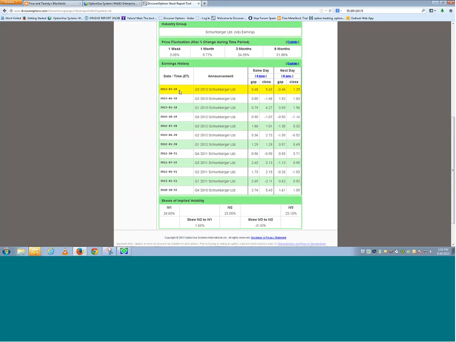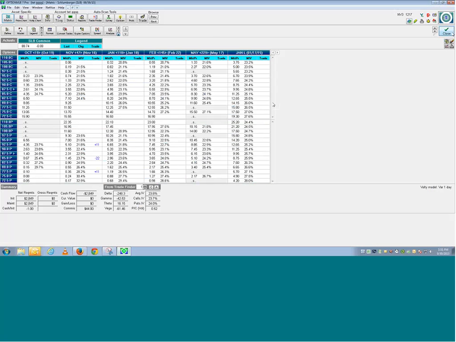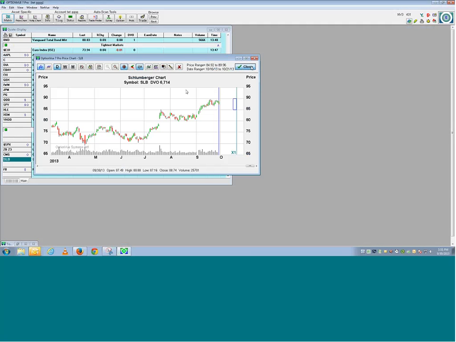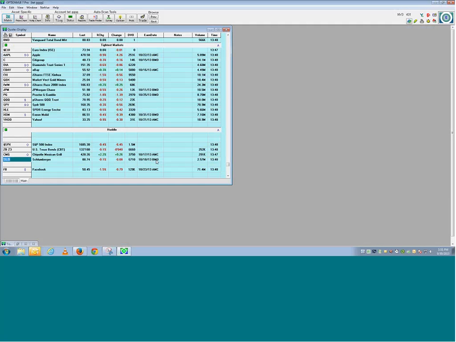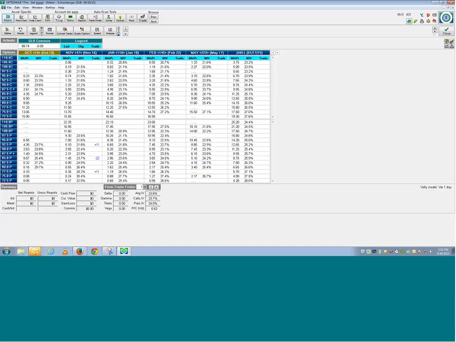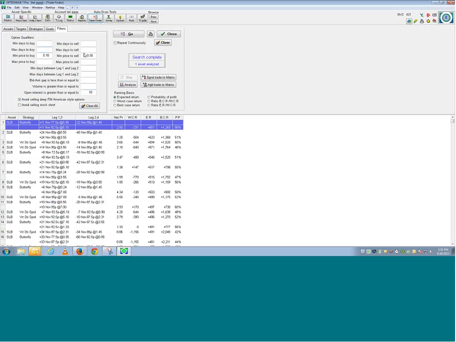Well, 4, 5, 6, 7, 8, 9, 10, 10/19 or so. It's not showing up here. If we were to come back here, SLB 10/18 before the market open. So 10/18, yep, that's coming out with earnings, and this butterfly will include earnings. Now, we could go ahead and try and filter this out at 19 days.